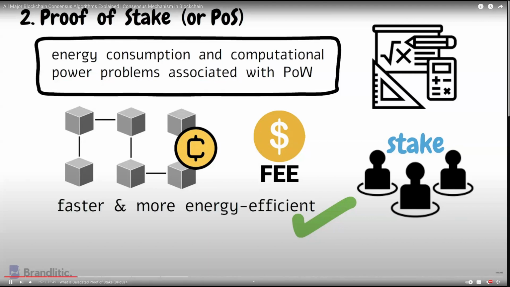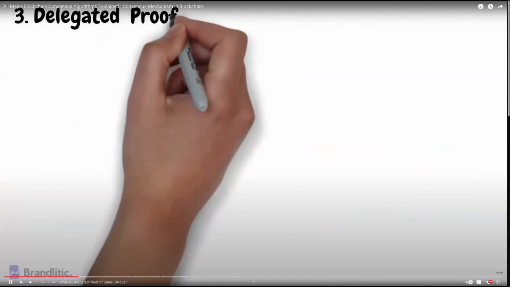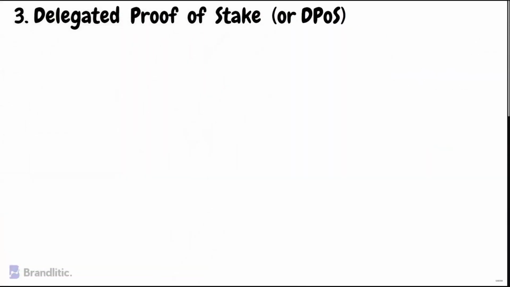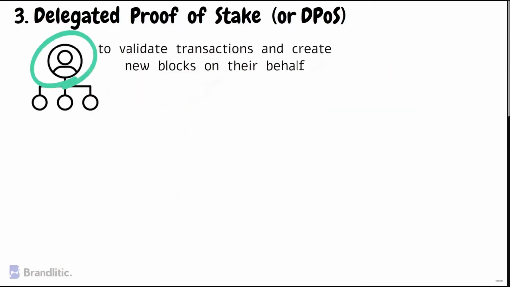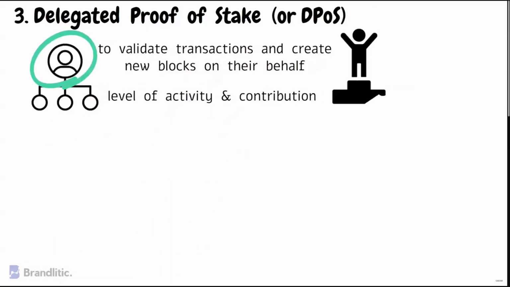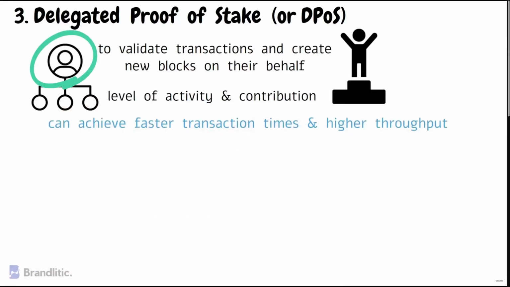Let's understand each of them one by one, starting with delegated proof of stake or DPoS. Well, it is a variant of proof of stake consensus algorithm used in some blockchain networks. In this, token holders vote for a group of delegates to validate transactions and create new blocks on their behalf. These delegates are typically chosen based on their level of activity and contribution to the network. Further, DPoS can achieve faster transaction times and higher throughput compared to other consensus algorithms like proof of work, due to the delegation of the validation process to a smaller group of trusted nodes, and is used in blockchain networks like EOS and Tron.